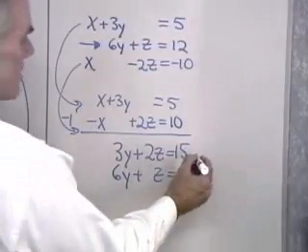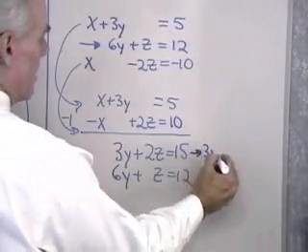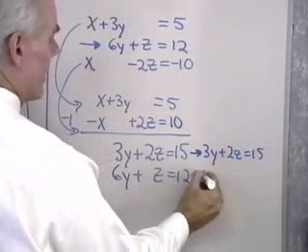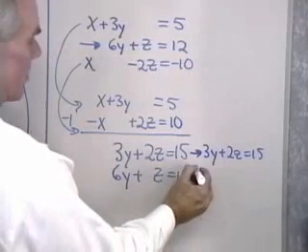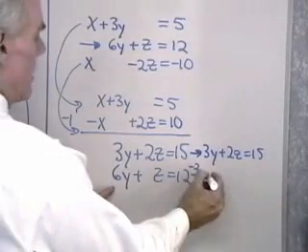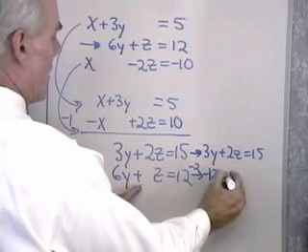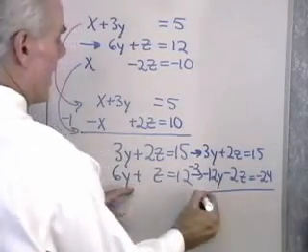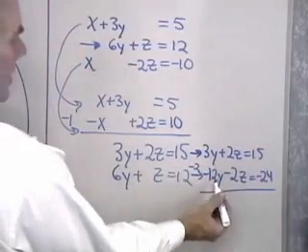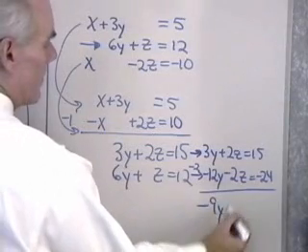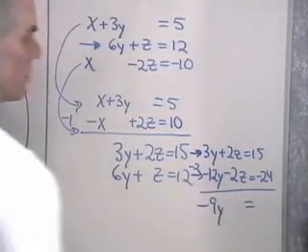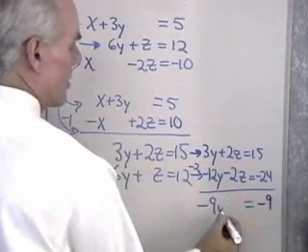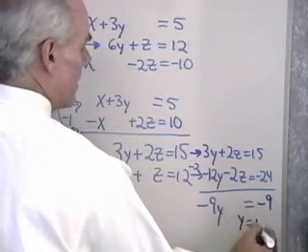This one I think I can do easily by taking my first equation, 3y plus 2z equals 15, and adding it to negative 2 times my second equation. So I'll multiply this by negative 2. I get negative 12y minus 2z is equal to negative 24. Now when I add these together, 3y and negative 12y, negative 9y, plus 0 is equal to negative 9. So y is equal to 1.